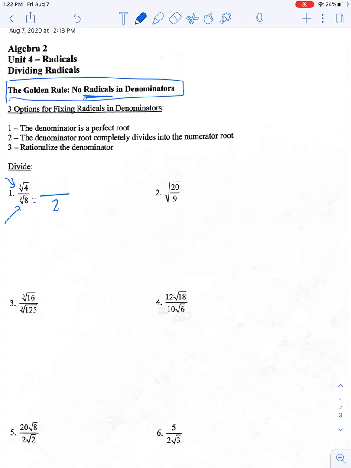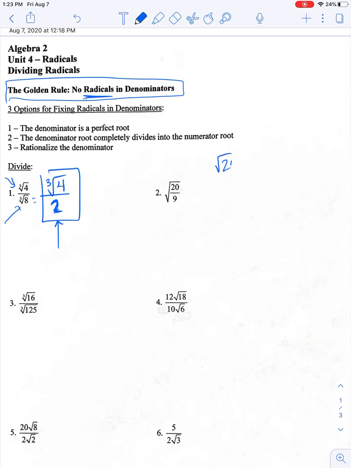Now, the top can have a radical in it. Obviously, I want to clean it up if I can, and there are no cubes in 4, so it's just going to be the cube root of 4. You cannot reduce these two. One is under the root and one is out of the root. So this would be your final answer. And notice I do not have a root in my denominator.